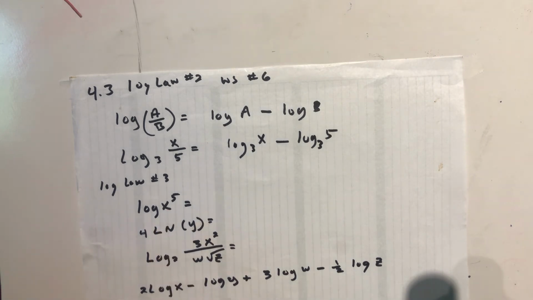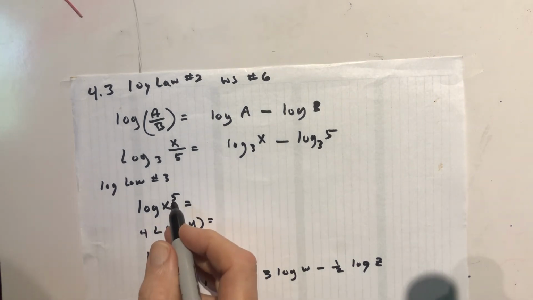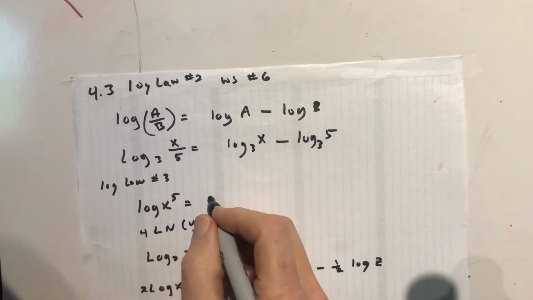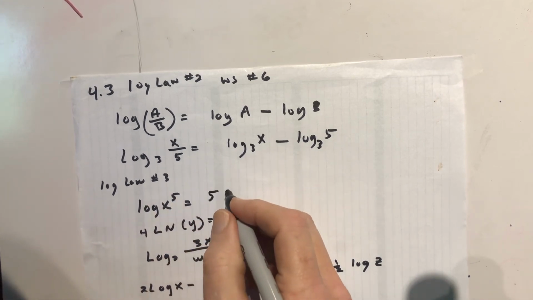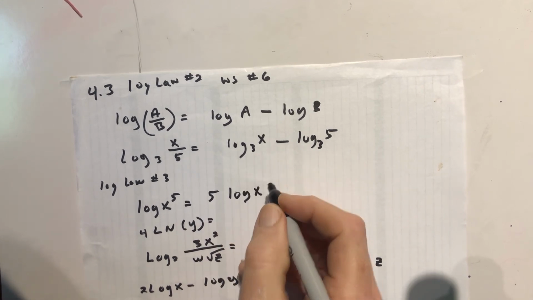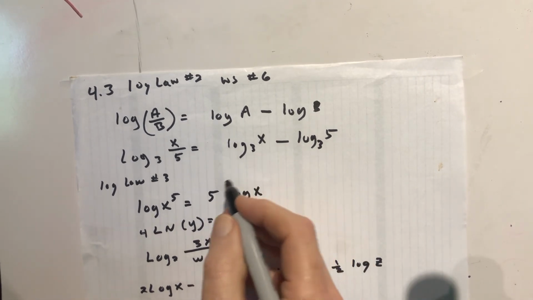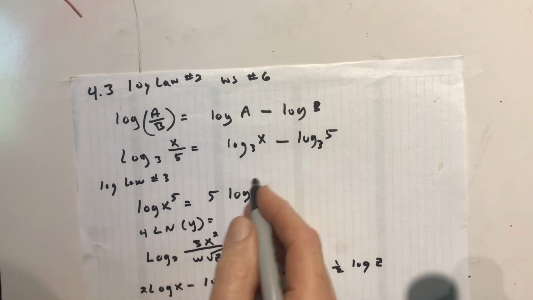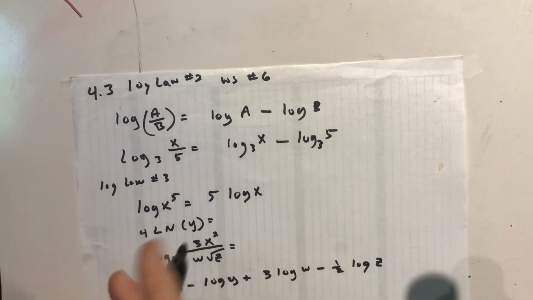Here's law number 3. If you have an exponent, you can move it from here and put it in front. So if there's an exponent, you can either put it in front or you can put it as an exponent. You can move it to either place. Some problems you want to put it here, some problems you want it here. Or if you're working on a problem, get stuck, try moving it from one place to the other.